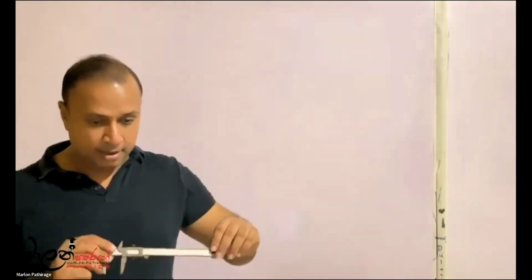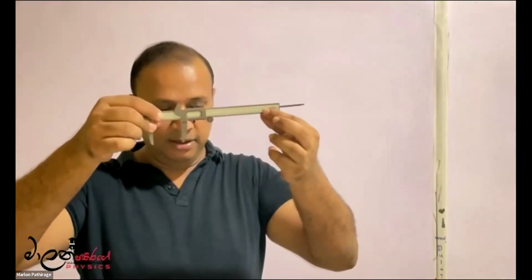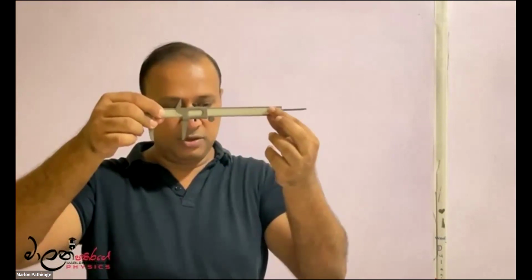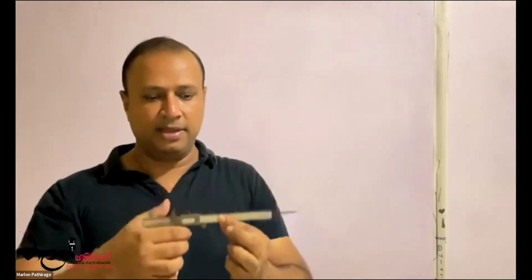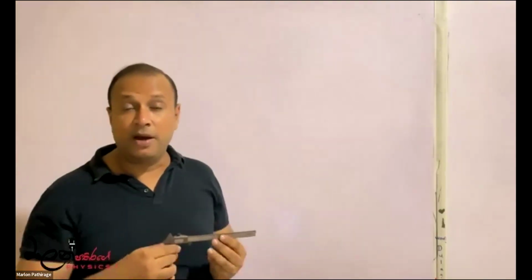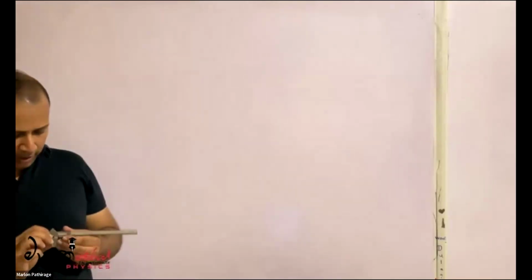Then this one is the main scale. This is the main linear scale. Now we are going to discuss the parts. Okay, look at this one.